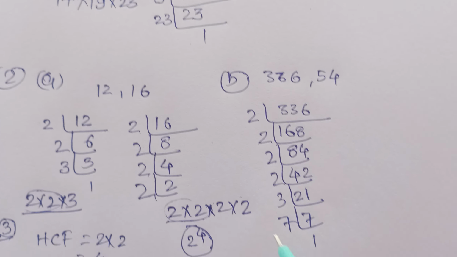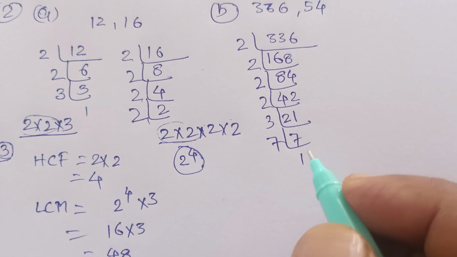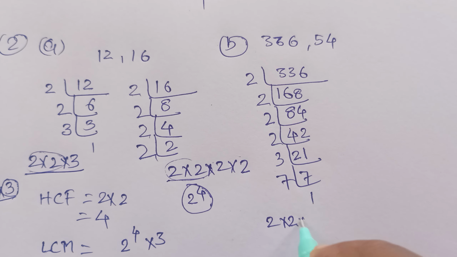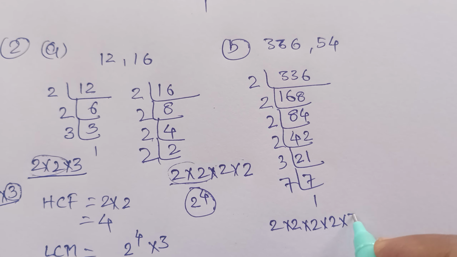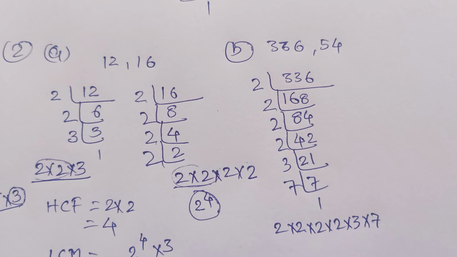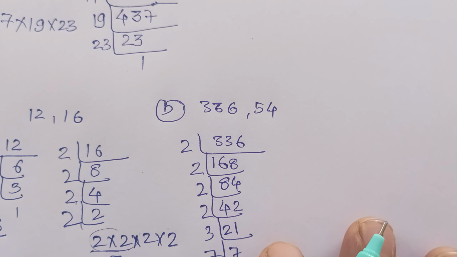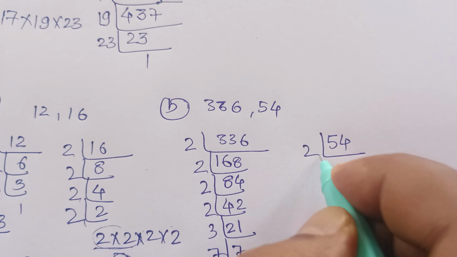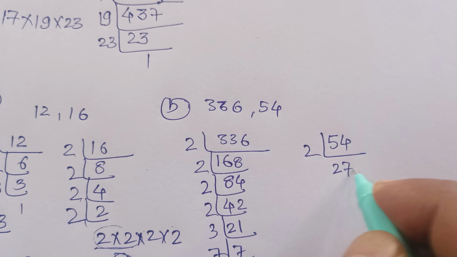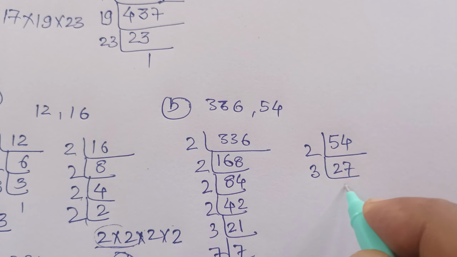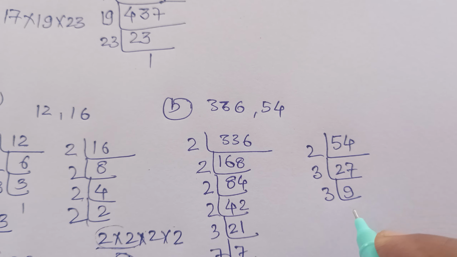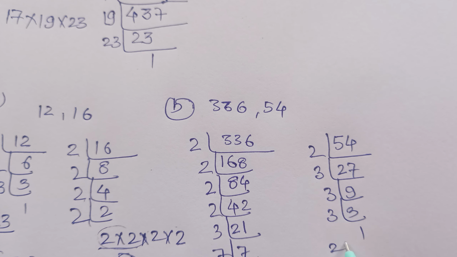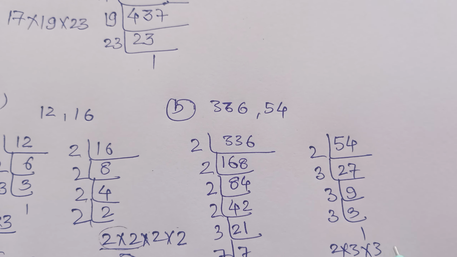So what we got here? We got their factors: 2 into 2 into 2 into 2 into 3 into 7. This we got. Now we have to do for 54. 54 also try to do. How? You see 2 2s are 4, 2 27s are 54. Now we have to use 3. 3 9s are 27. Now we have to use 3 3s are 9 and 3 1s are 3. So we can write their factors: 2 into 3 into 3 into 3.